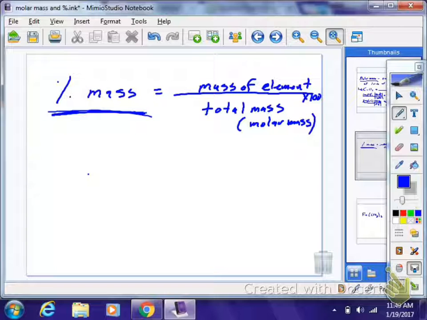Okay? And that would be 50%. Okay, if it was 25. So, we know the mass of the element. So let's say we want to find percent calcium.